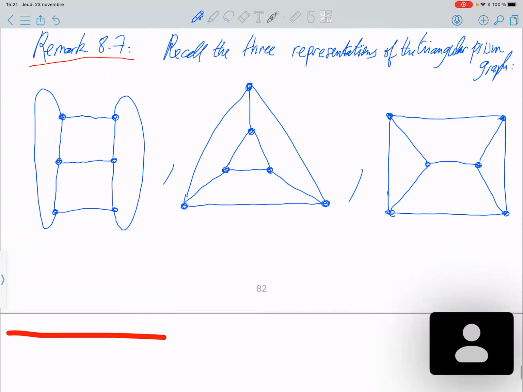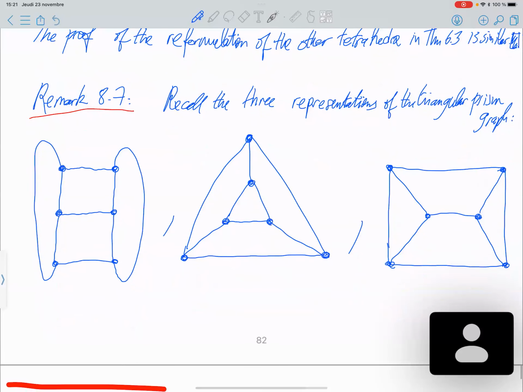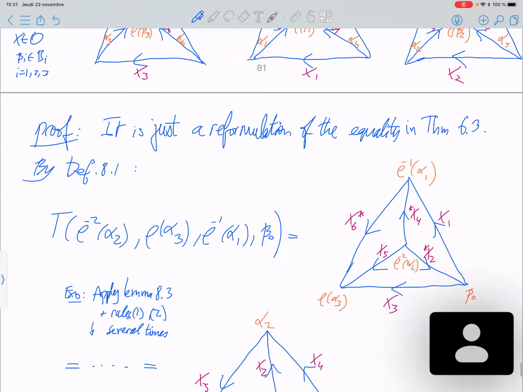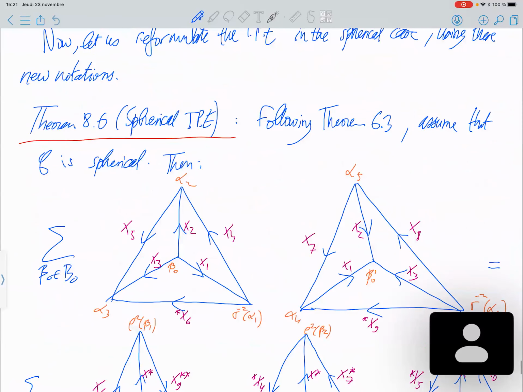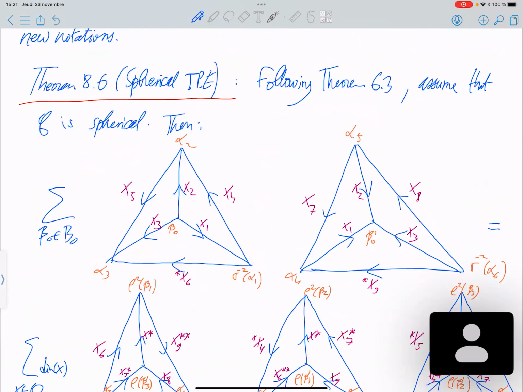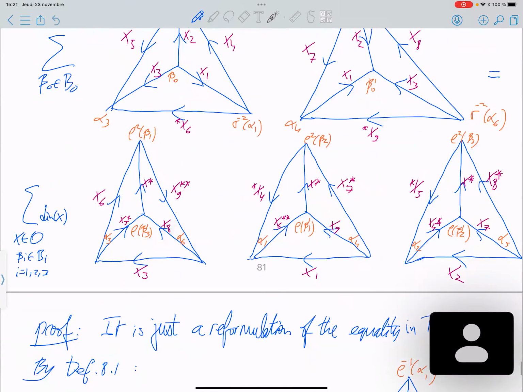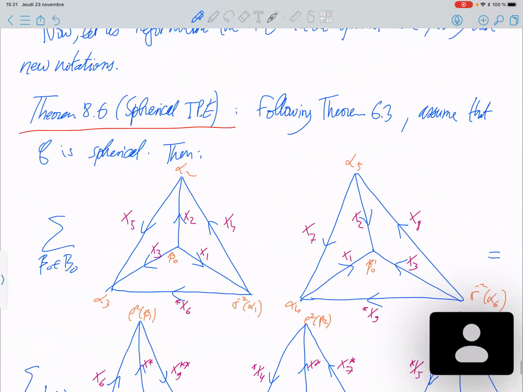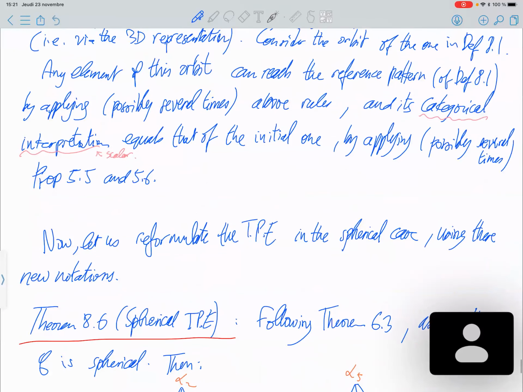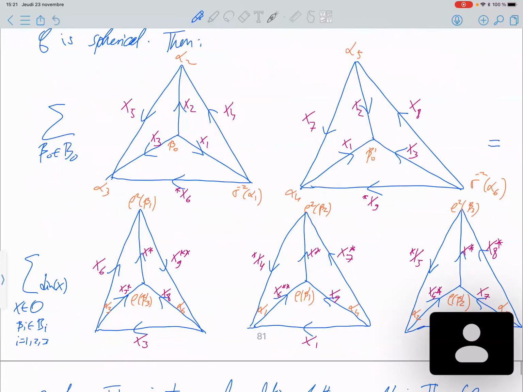Okay, so last time, last week. So what did we do last week? We finished by providing the spherical triangular prism equation. We showed that in the spherical case, our previous triangular prism equation, whose picture was quite complicated, can be simplified as follows.